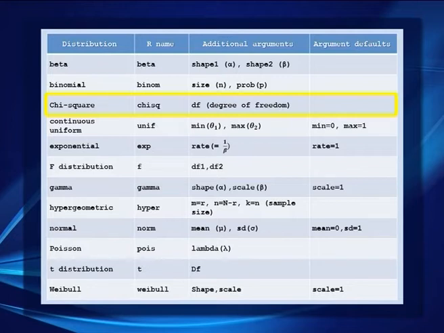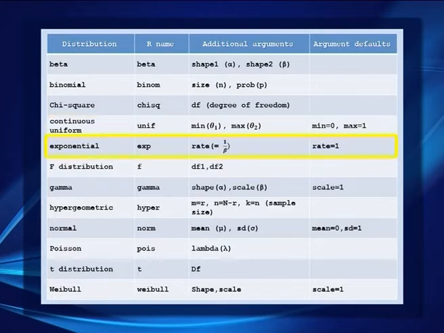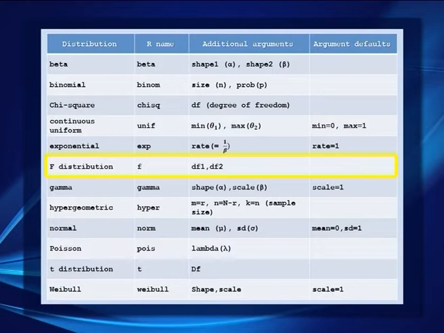Chi-square: chisq, degrees of freedom. Continuous uniform distribution: unif, minimum theta 1, maximum theta 2. Exponential: exp, rate 1 by beta. F distribution: f, df1, df2. Gamma distribution: gamma, shape alpha, scale beta.